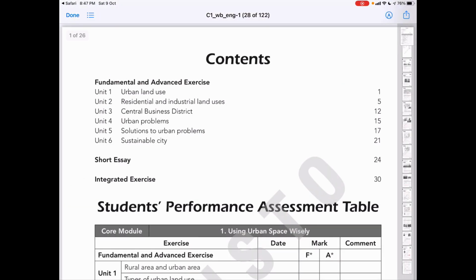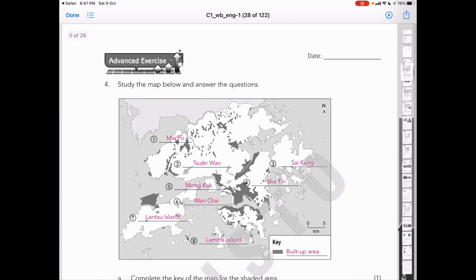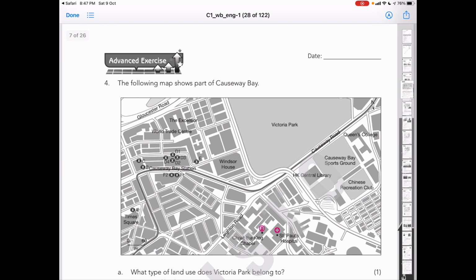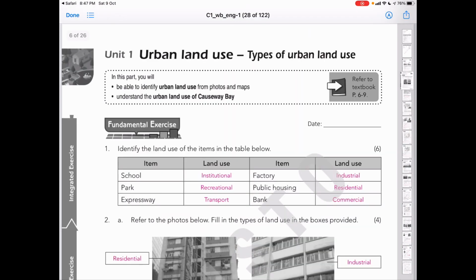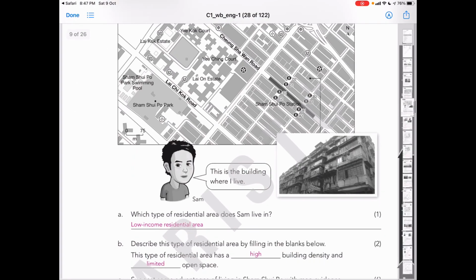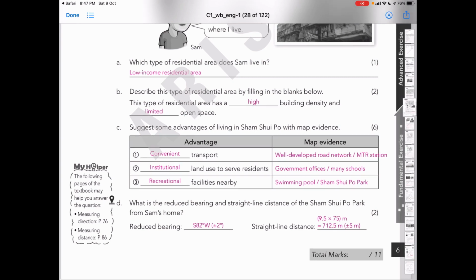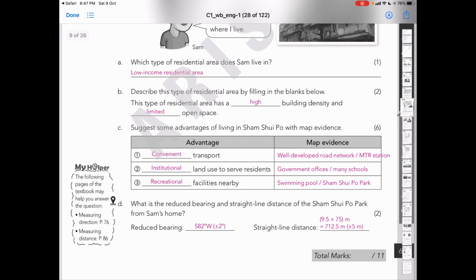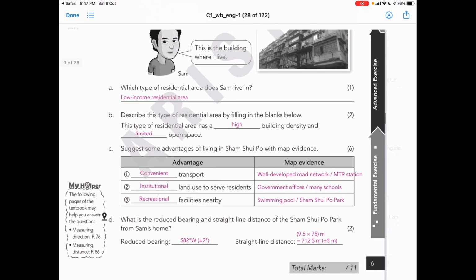And then, oops, wait a minute, right here. And then there's another question which is also about the bearing as well, but it's more or less similar. Let's jump to page 6 first, page 6 of your workbook.